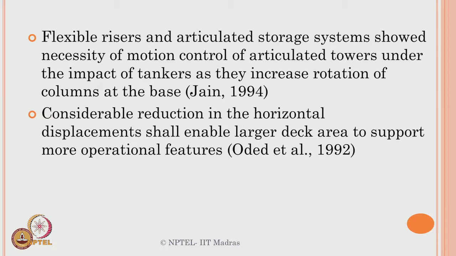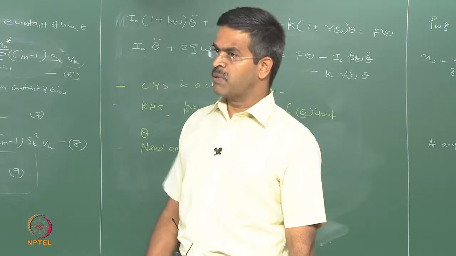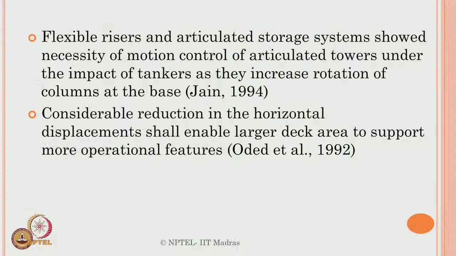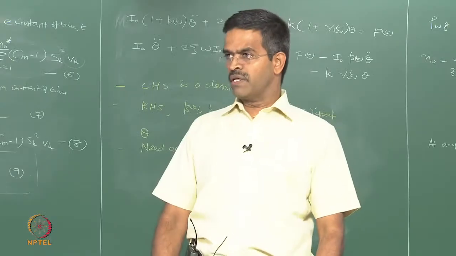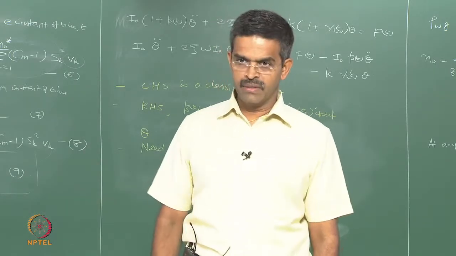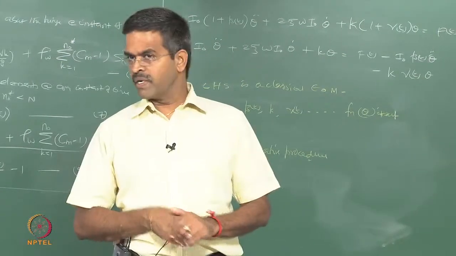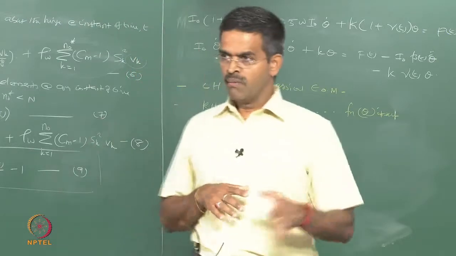And Jay in 1984 also said that the flexible risers and articulated storage system showed necessity of motion control, because they have used this as a study, because when they have an impact from the tankers they invoke larger responses again, therefore, motion response is to be controlled. And Woodard et al. 1992 also showed that the considerable reduction in horizontal displacement will enable larger deck area. So, if you are able to control the response, then you can have a larger area of the deck, that is in 1992 people hinted this. Therefore, many researches recently happened and focused saying that the response control should be attempted for better performance of the platform from single to multi-legged.